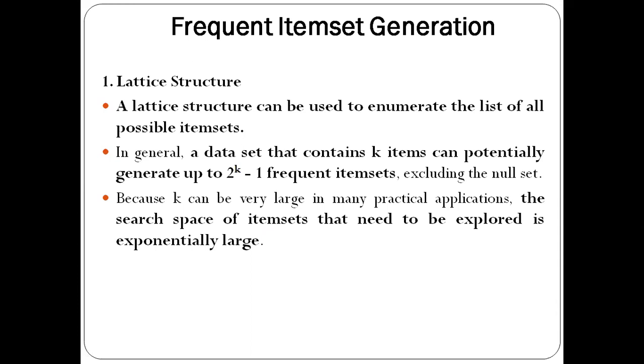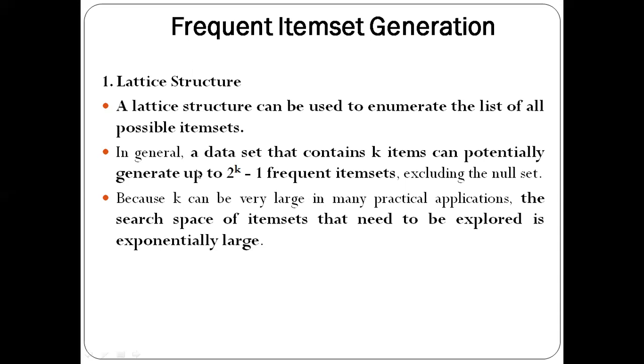In case of the lattice structure, we will be finding all of the possible frequent item sets here. So we will be enumerating the list of all possible item sets. For example, if you have k items, we will be generating up to 2 raised to k minus 1 frequent item sets, excluding the null set, that is the minus 1 stands for the null set. Now in many applications, this k value will be very large. So the search space of this method is going to expand exponentially. It will be very computationally expensive to find all of the frequent item sets here.